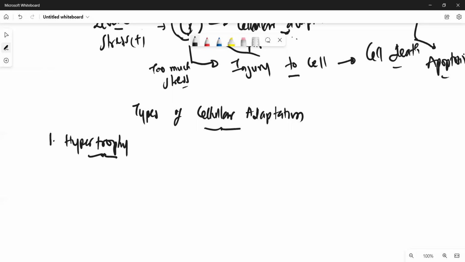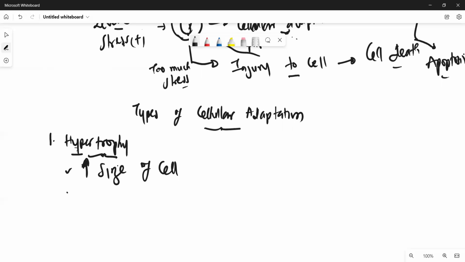So when we talk about hypertrophy, hyper means size. So when we say hypertrophy, it means an increase in the size of the cell. So hypertrophy is an increase in the size of the cell. Hyper means increase, trophy means size. So, an increase in the size of the cell.